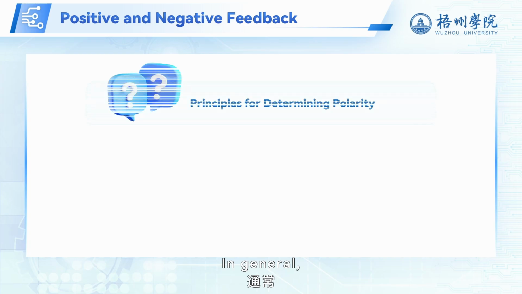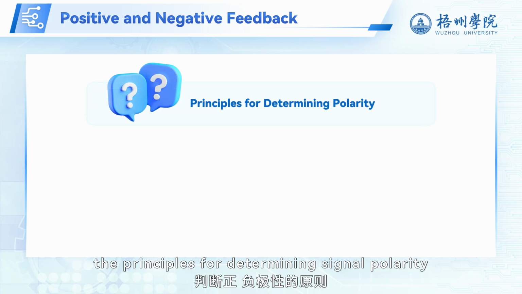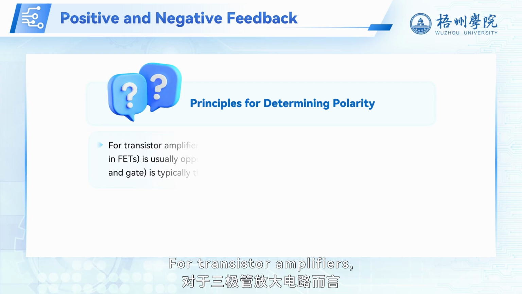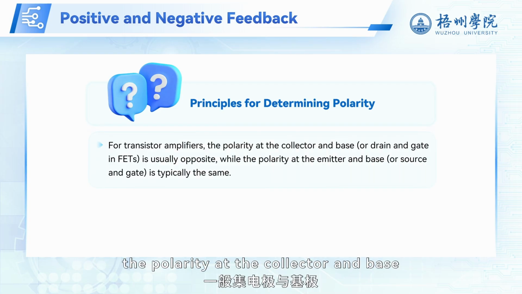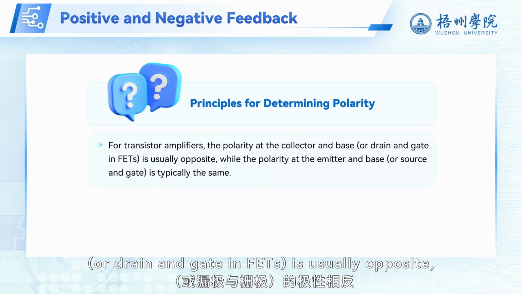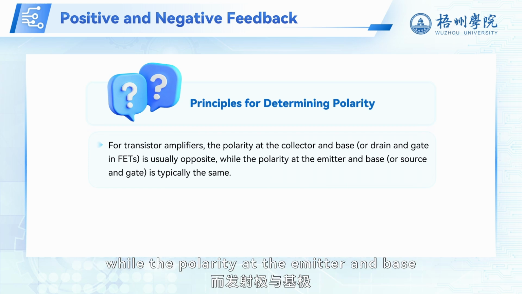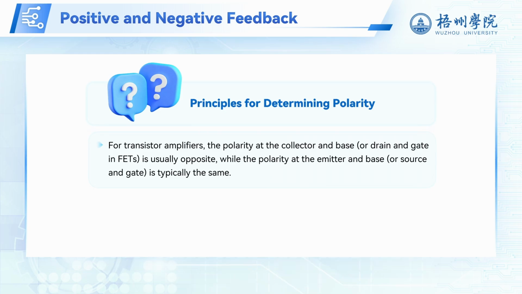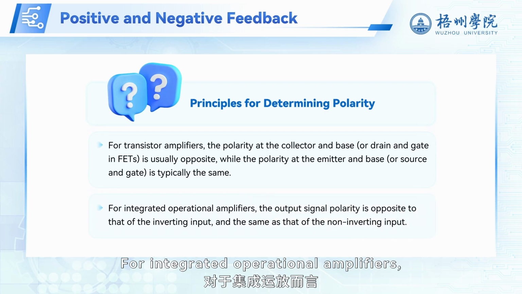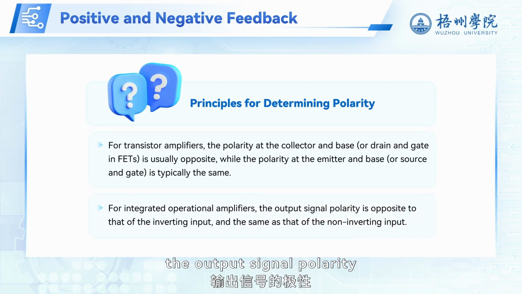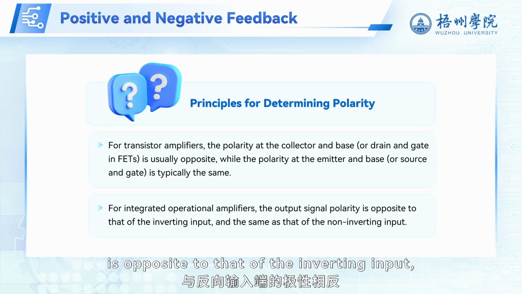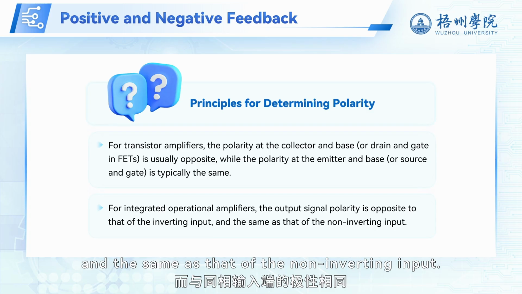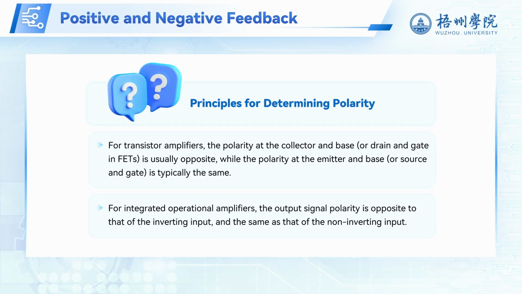In general, the principles for determining signal polarity are as follows. For transistor amplifiers, the polarity at the collector and base, or drain and gate in FETs, is usually opposite, while the polarity at the emitter and base, or source and gate, is typically the same. For integrated operational amplifiers, the output signal polarity is opposite to that of the inverting input, and the same as that of the non-inverting input.